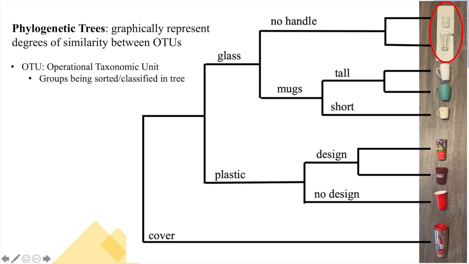Let's take a look at our phylogenetic tree. We can see that we have clear glasses, glass mugs, and plastic cups, along with an NC State thermos down here. Our clear glasses and glass mugs were split by height, and our plastics were split based on the presence of a design. Now, let's delve into some specific characteristics of this tree.